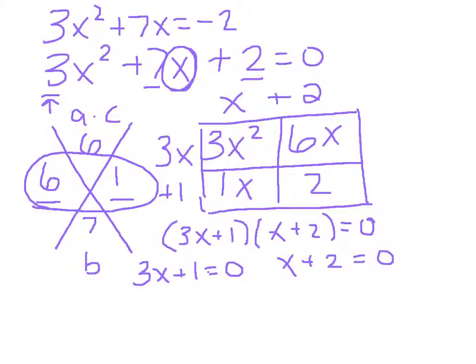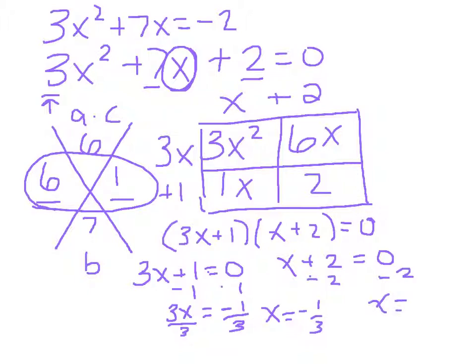And the reason that I do this is because if either of these two sets of parentheses equals 0, the whole equation is going to equal 0. And then I'm just going to solve these two little baby equations. So my first solution is going to be x equals negative 1/3. And then I'm going to just subtract 2 from both sides. And I'm going to find out that my second solution is negative 2.